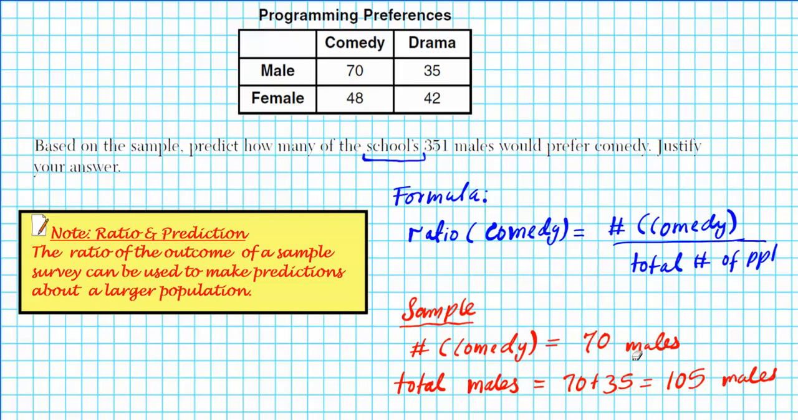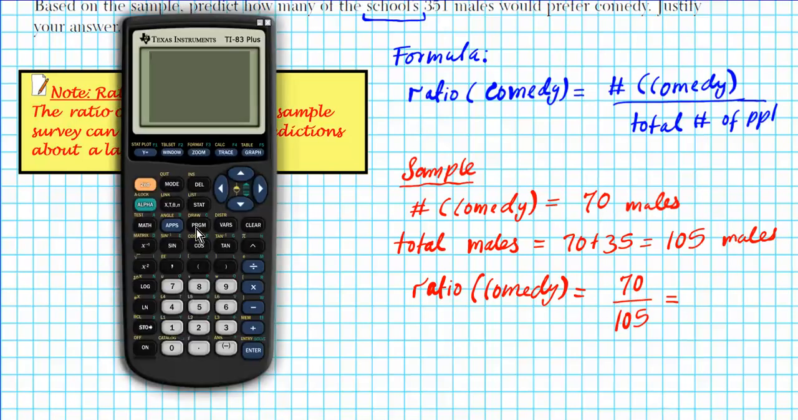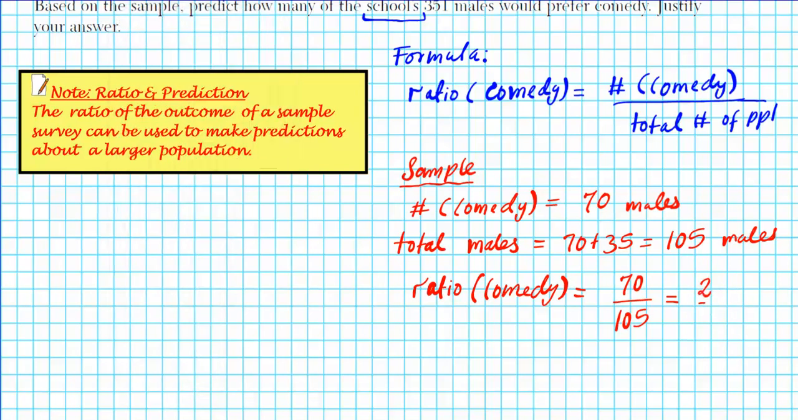So what's the ratio of males that prefer comedy in this sample population here? What's the ratio that prefer comedy? So we're going to use our formula. The ratio that prefer comedy is basically the number of males that prefer comedy, which is 70, divided by the total number of males, 105. Okay, let's go ahead and carry out that division. So we have 70 divided by 105, 0.666 repeating. Let's convert this to a fraction, 2/3. Okay, so 2/3 of the sample population of males prefer comedy.